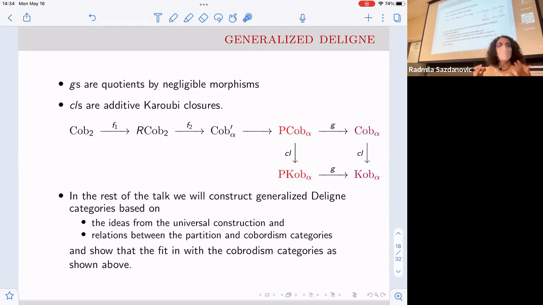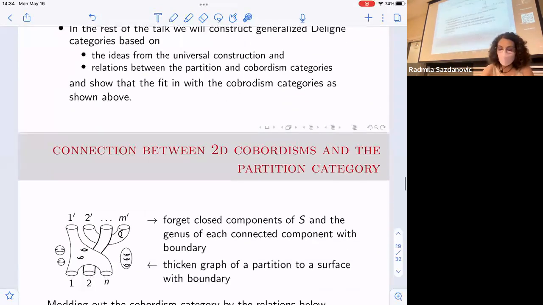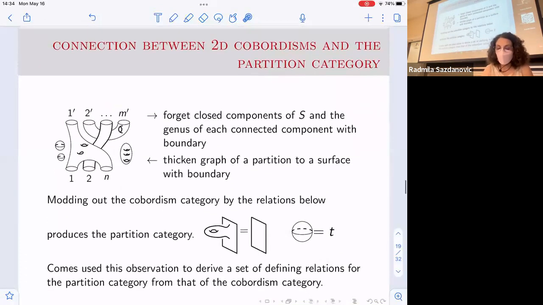So in order to do that, I want to go back to the relation that's due to Comes, Savage, Ostrik and many other people, and ask, okay, how do I bring back the partition category, or the diagrammatic partition category? So this is my more explicit picture. If I have a cobordism, what do I do? I forget about all of these closed components, and I also forget about the genus of anything here.